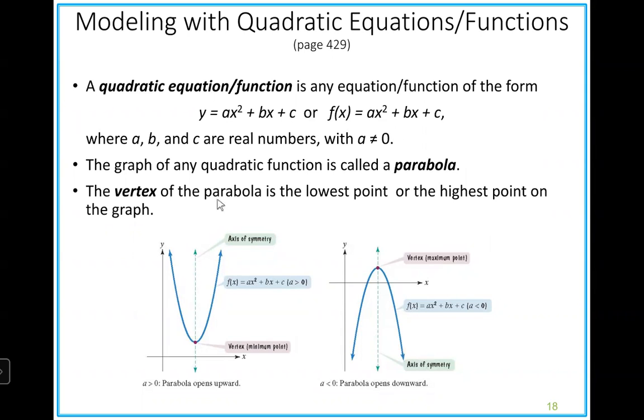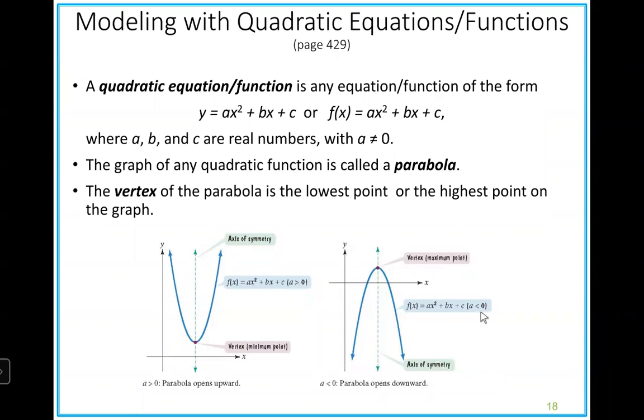So they say that the vertex of the parabola is the lowest or the highest point on the graph. So sometimes the graph may look like this, where this one says it opens upward. So this is your vertex, which is your lowest point. And if it opens downward, then your vertex is your highest point. Okay? The line that passes exactly through the middle is called your axis of symmetry. So you could have an axis of symmetry for both of them, both the one that opened upward and the one that opened downward.